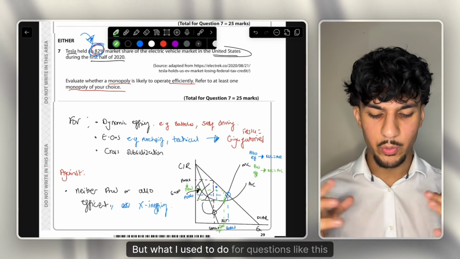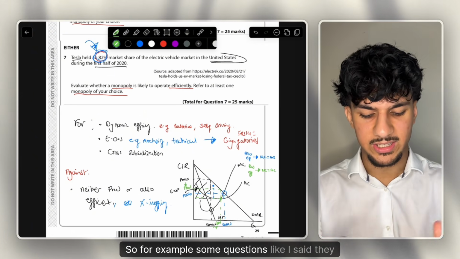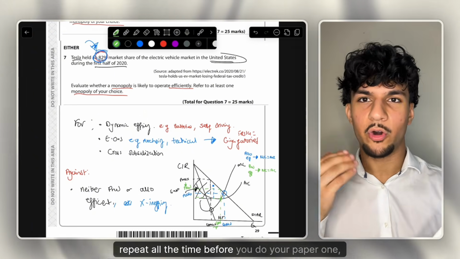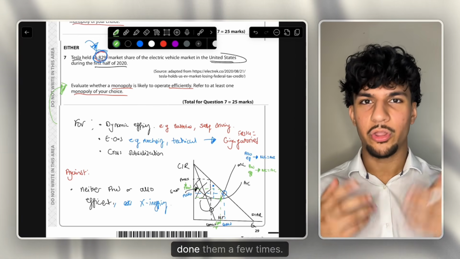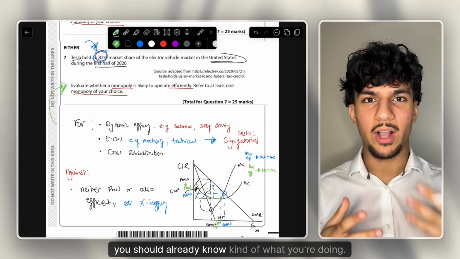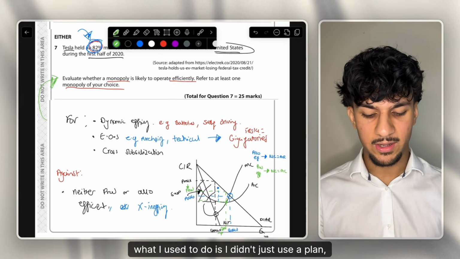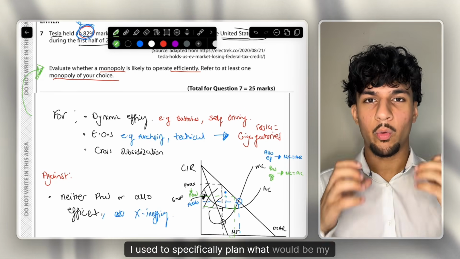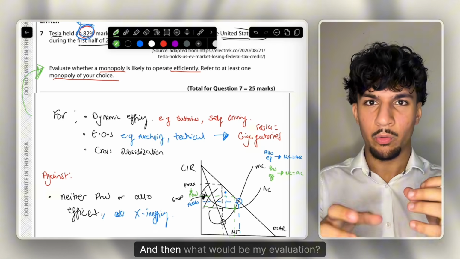But what I used to do for questions like this was that I used to know the plans. For example, some questions, like I said, repeat all the time. Before you do your Paper 1 and Paper 2, you should have already gone through these questions and done them a few times, so if it comes up, because they're common questions, you should already know kind of what you're doing. And for questions like this, I didn't just use to plan, I used to specifically plan what would be my main paragraph, so my KAA paragraph, and then what would be my evaluation.